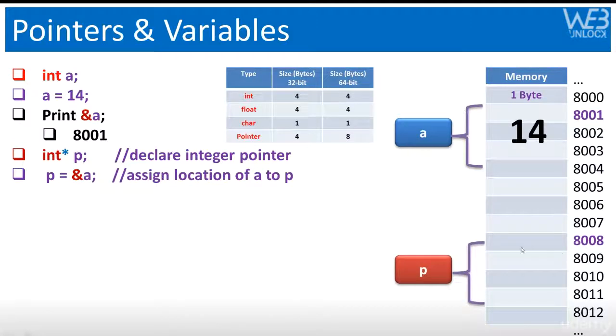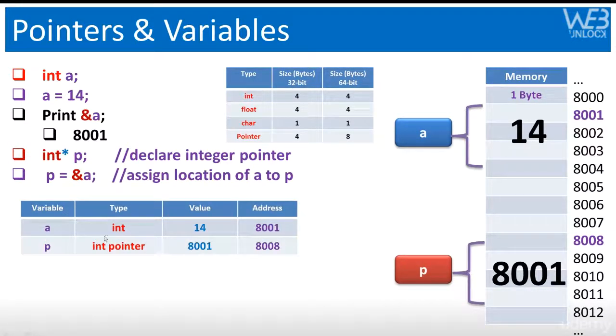And now it's not initialized yet. The minute we say P is equal to address of A, we assign the location of A to P, meaning that we store here the location of A, which is 8001. With this statement, P becomes initialized and it's now pointing to memory that we can access. This table shows you what we have so far.